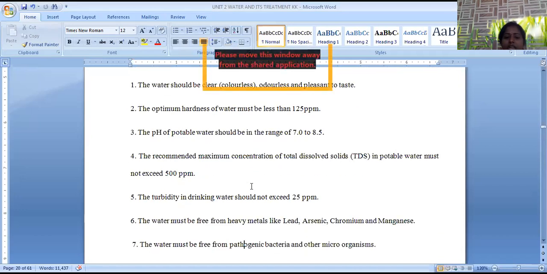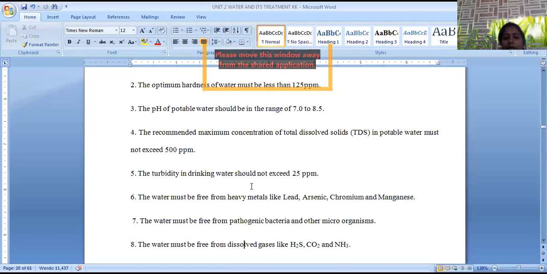And next is turbidity. Turbidity is nothing but any solid material, any precipitated matter or coagulated matter present at the bottom, or any turbid things present in water, all of which come under turbidity. So that should be less than 25 ppm. So water should be clear. That's why turbidity should be less than 25 ppm.